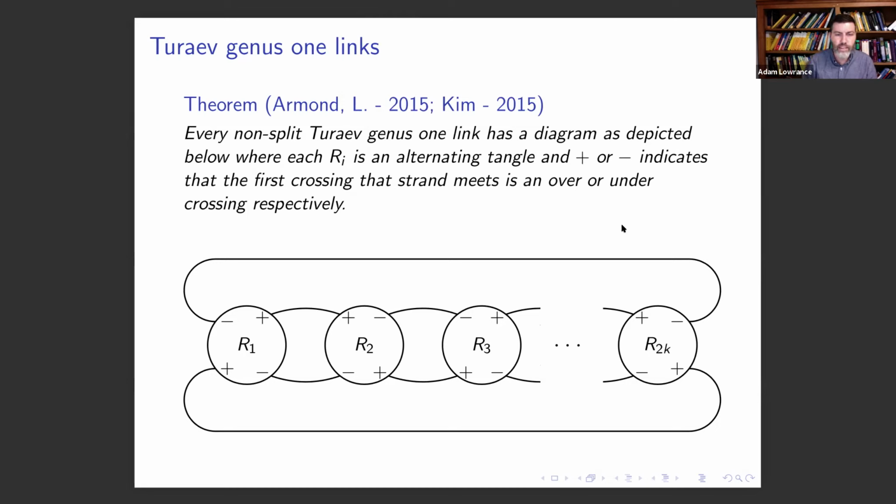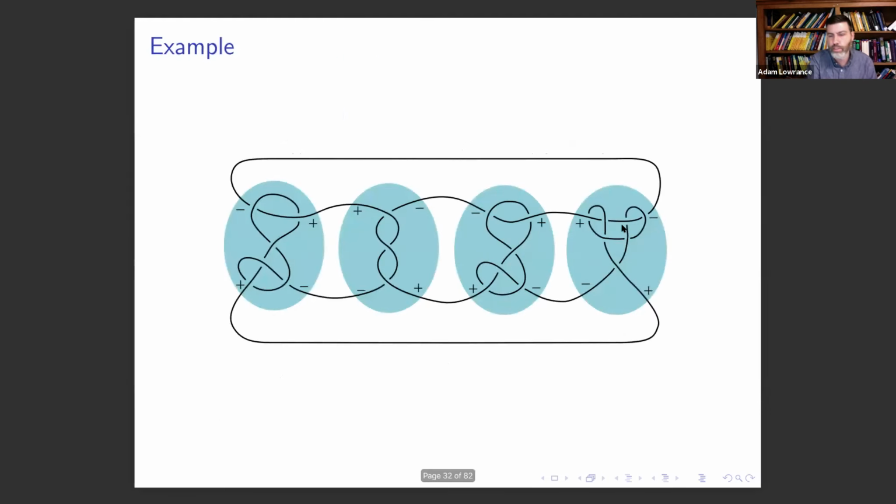And now that we have a picture, like every Turaev genus 1 link has a diagram that looks like this, that opens up the possibility of proving theorems about Turaev genus 1 links because we have this sort of standard format for them. Maybe some examples first. Of course, the thing that I've been showing you is an example of a Turaev genus 1 diagram.